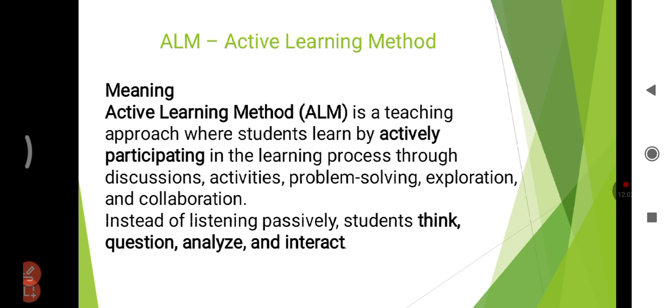The next lecture on learner centered methods is the ALM method, the active learning method. The active learning method is a teaching approach where students learn by actively participating. This active learning method is very useful for 6th to 8th standard children. Students actively participate in the learning process through discussion, activities, problem solving, exploration, and collaboration. Instead of learning passively, students think, question, analyze, and interact.